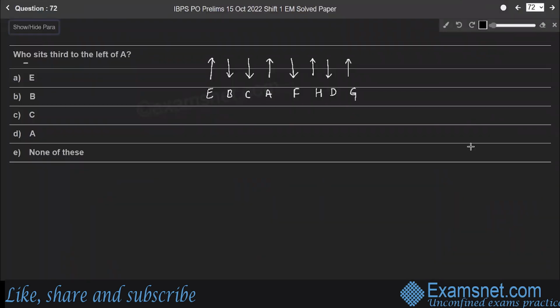Question 72. Who sits third to the left of A? Since A is facing north direction, to the left of A, the third person is E. E sits third to the left of A. Therefore, option A is the right answer.